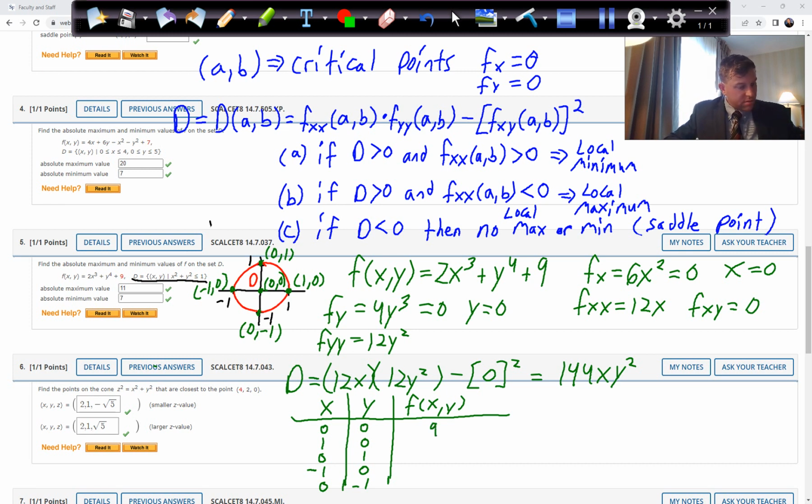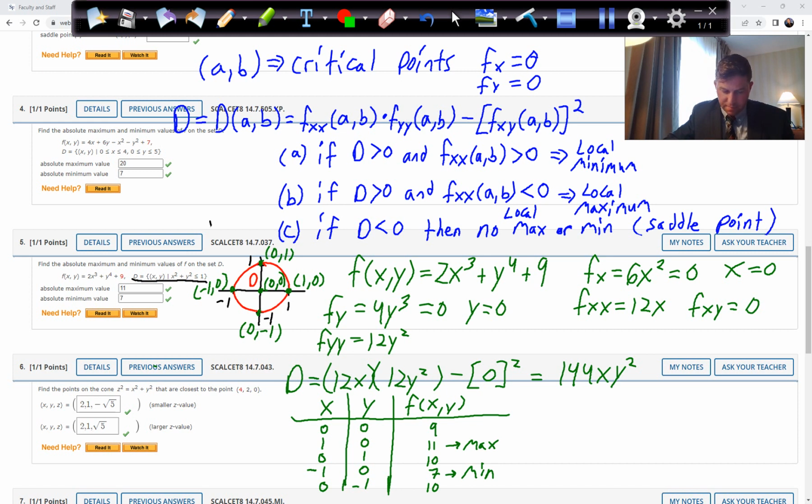1, 0, you should get 11. 0, 1, you should get 10. Minus 1, 0, you should get 7. And 0, minus 1, you should get 10. So out of all of these, there's a tie. No, there's not a tie. The maximum is 11. It occurred at 1, 0. The minimum is 7, and that occurs at minus 1, 0.